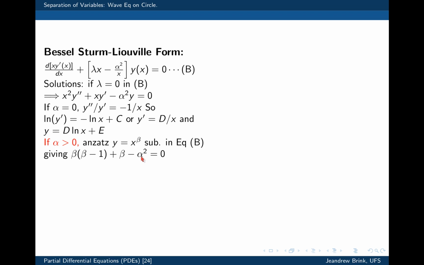If you simplify this, you see that the beta terms cancel, and you basically have beta squared is equal to alpha squared, so beta is equal to plus or minus alpha. So the general solution, if lambda is equal to 0 and alpha is greater than 0, is, sorry, there's a mistake, that should be x. It is y equals C1 x to the alpha plus C2 x to the minus alpha.